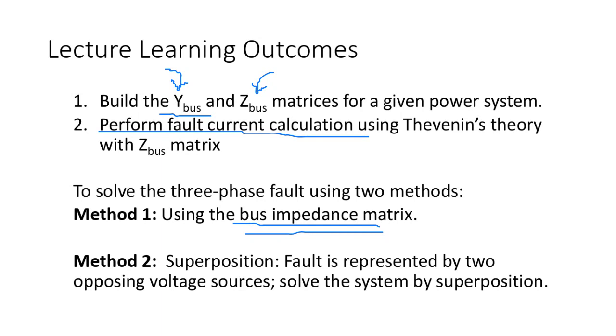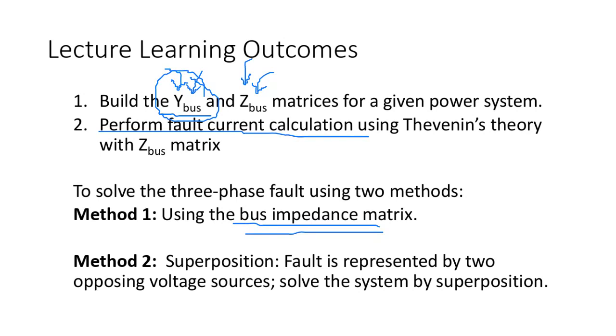Y bus is a symmetrical matrix. If you invert a symmetrical matrix, you will also get a symmetric matrix. So Z bus is also a symmetric matrix. In Y bus, most of the elements in the power system are zeros, so we call it a sparse matrix. Why? Because maybe bus number 5 is not connected to bus number 20. So 0 will be at the element, so Y5,20 will be 0.